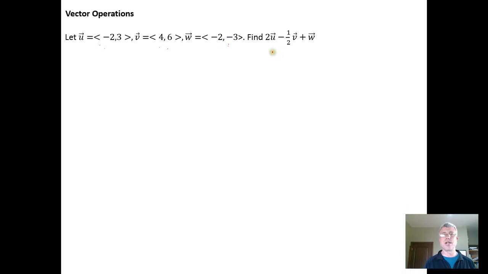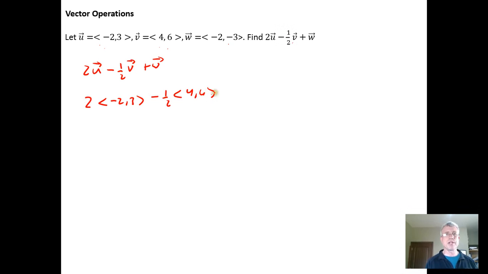So if you apply those vector operations, so if we let u, v, and w be these three vectors here, we can say, hey, find 2 times u minus a half of a v plus w. And it's just a matter of applying the operations from the previous slide. So it's going to be 2 times the vector u minus 1/2 of the vector 4, 6 plus w, so just plus the vector negative 2, negative 3.